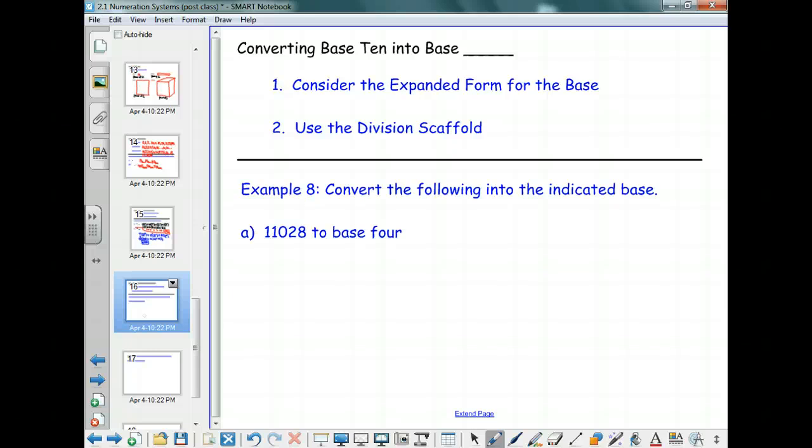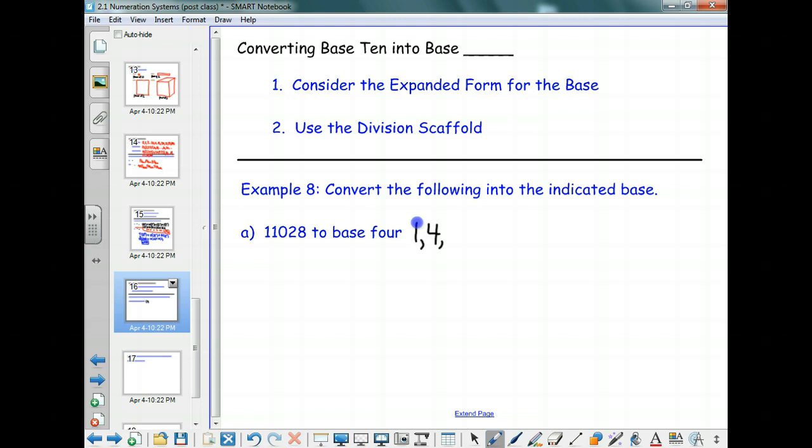All right, so the first thing we're taking a look at on this one is we're turning this into base 4. So what we have to do first is consider the expanded form for the base. So what in the rule does that mean? Well, it means I need to look at what the powers of 4 are. I need to know what are my powers of 4. So obviously, I'm starting with 1, because 4 to the 0 is 1. And you can grab your calculator as you're looking at these. The next one's going to be 4.